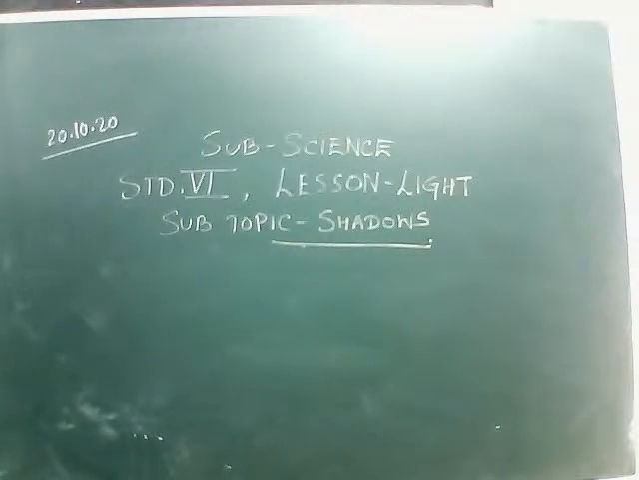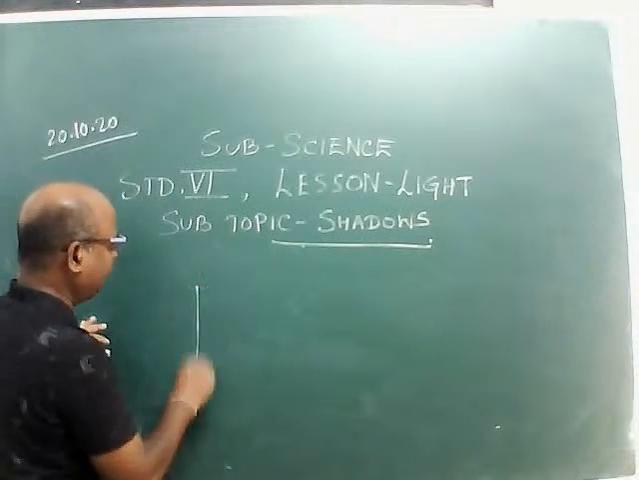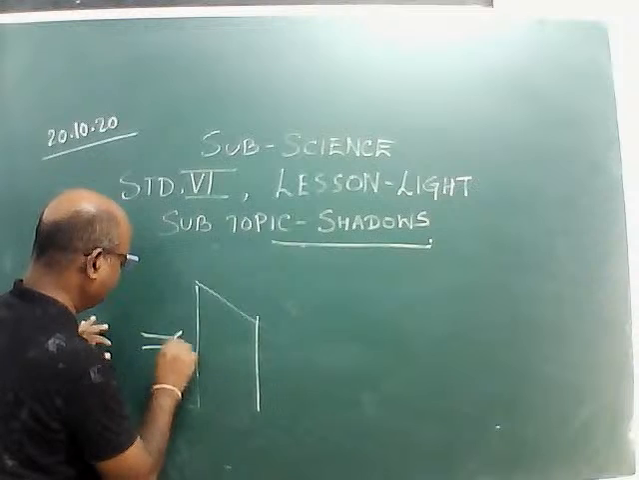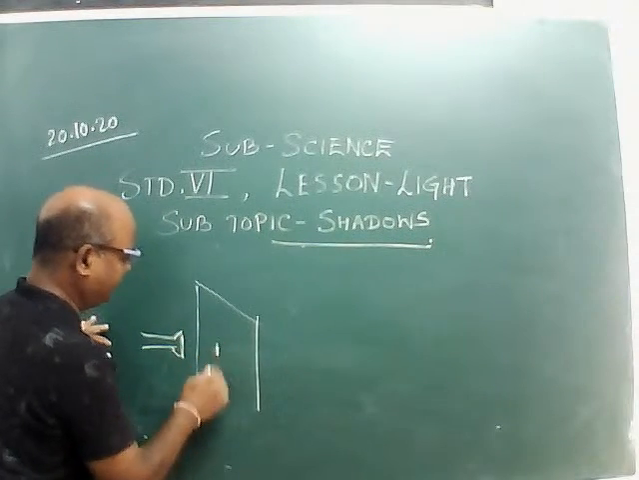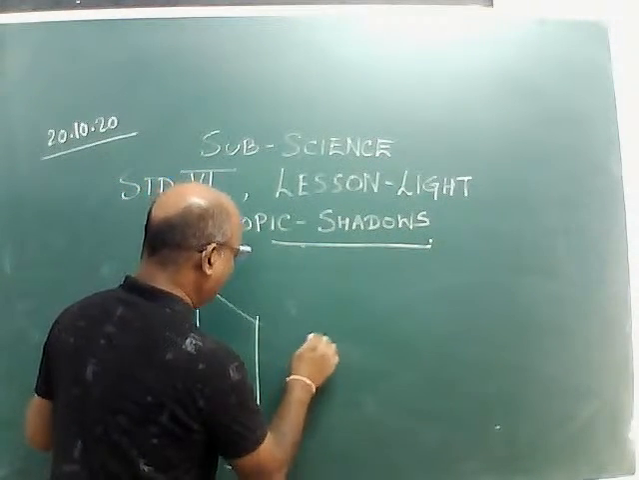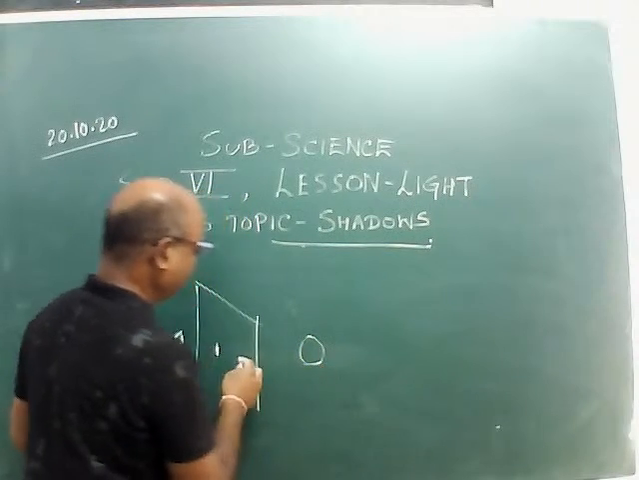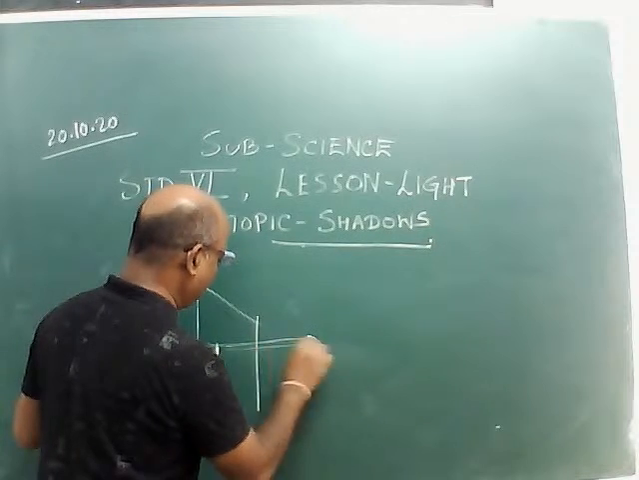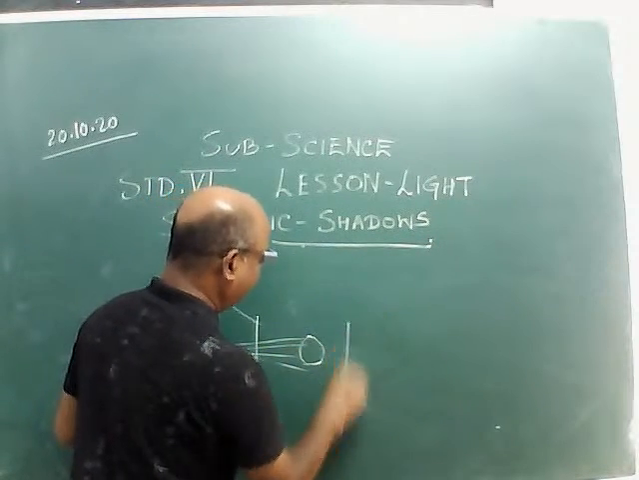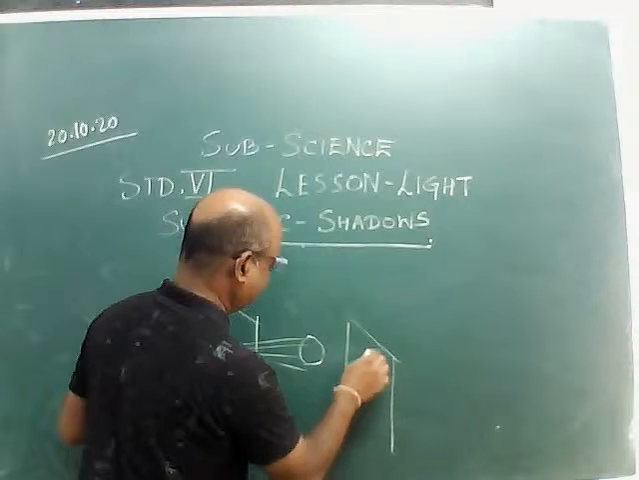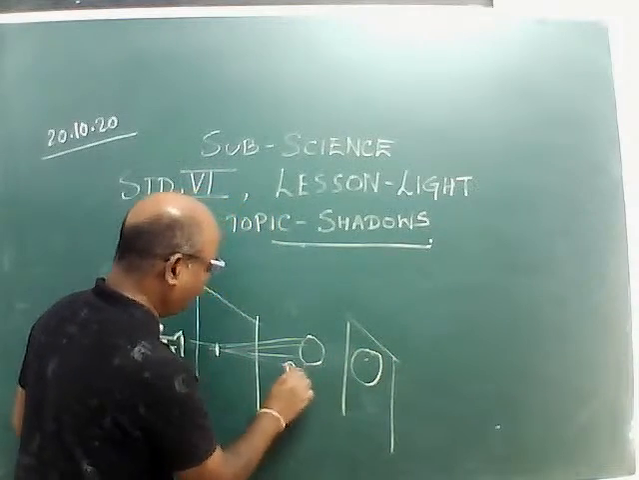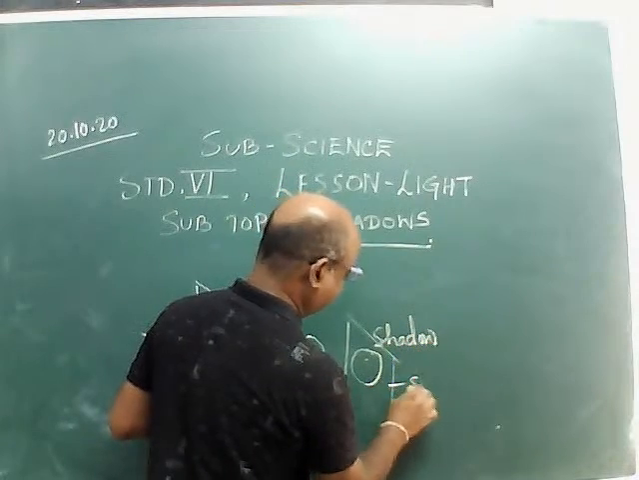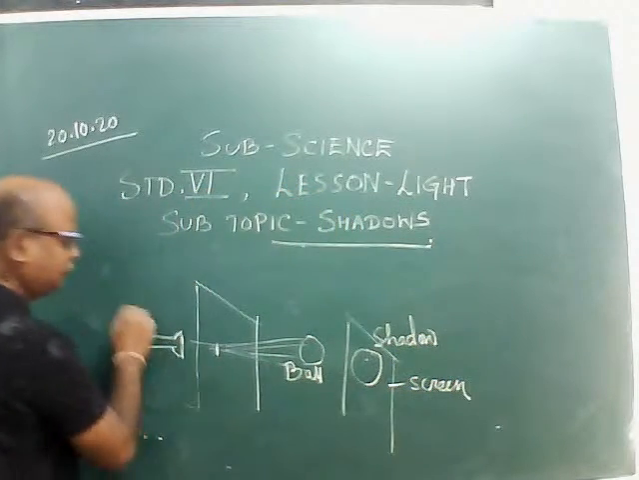Then suppose here is the point source of light. You take a torch. Take a hole here. Take one ball here. Now what will happen, from this point source of light rays will be blocked, and here we will find a shadow will be formed. Now this is the ball, this is the shadow, this is the screen. This activity also we have to do.